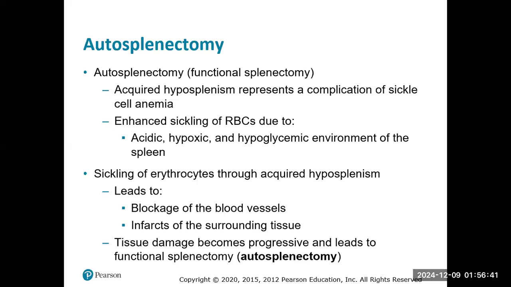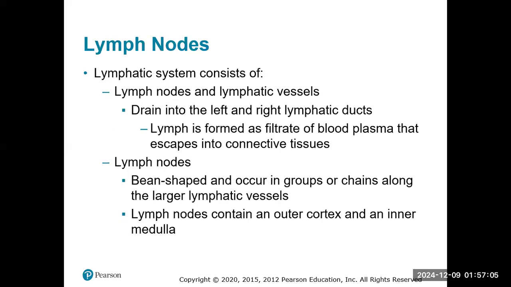And so a person that has sickle cell can have an autosplenectomy, and essentially their spleen cannot function. That's why they call it acquired hyposplenism. And if you have any other type of sickling of red cells or things like that, it will cause an autosplenectomy due to the tissue damage.